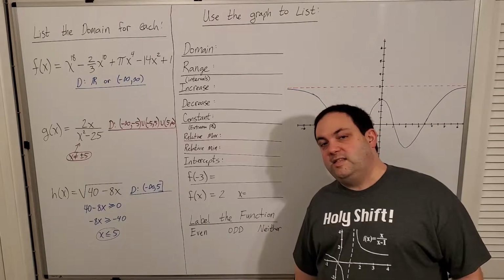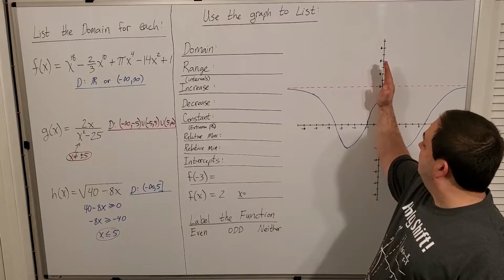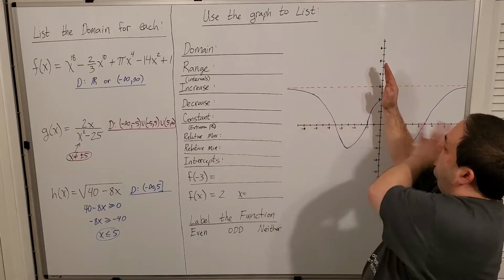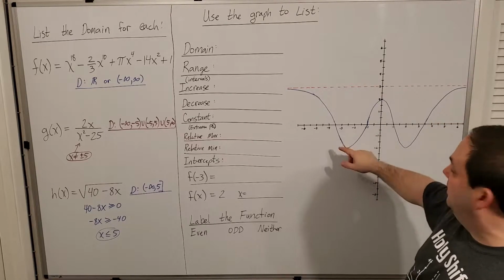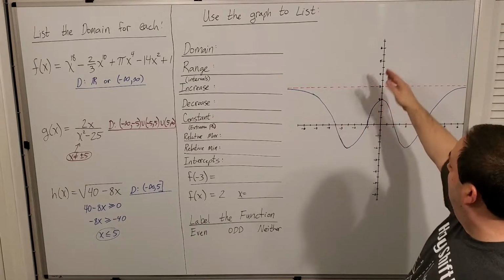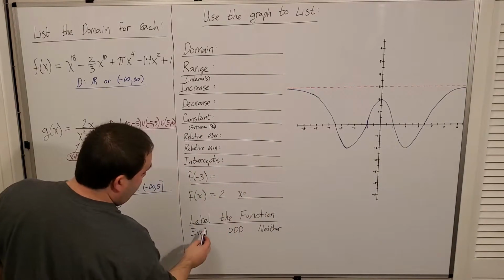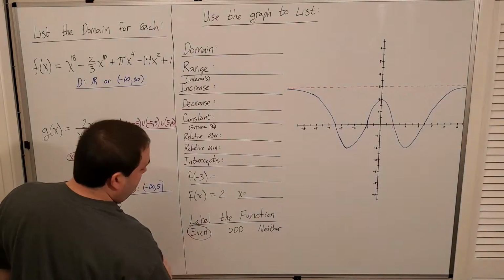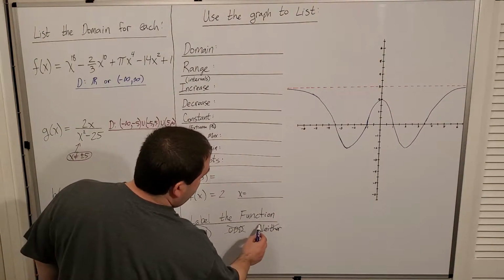Even is symmetric on the y-axis. So if you use the y-axis as a middle, is it the same on both the left and right sides? Yeah, this one is. It has exactly the same on each half right here. So this function is even, not odd, not neither.